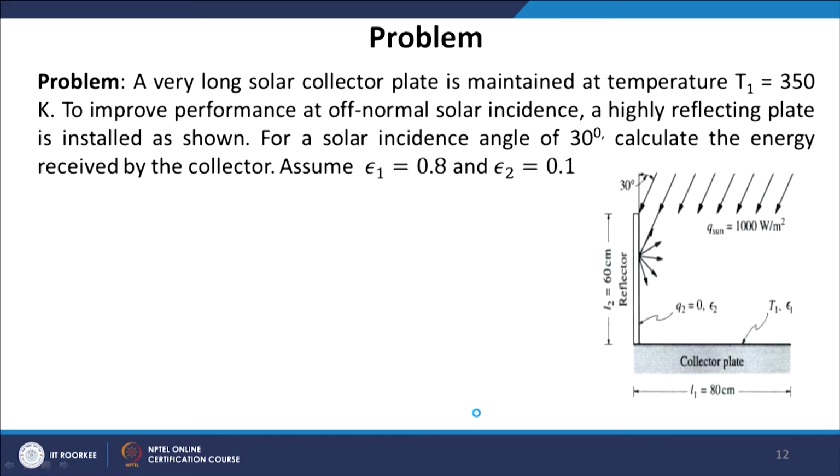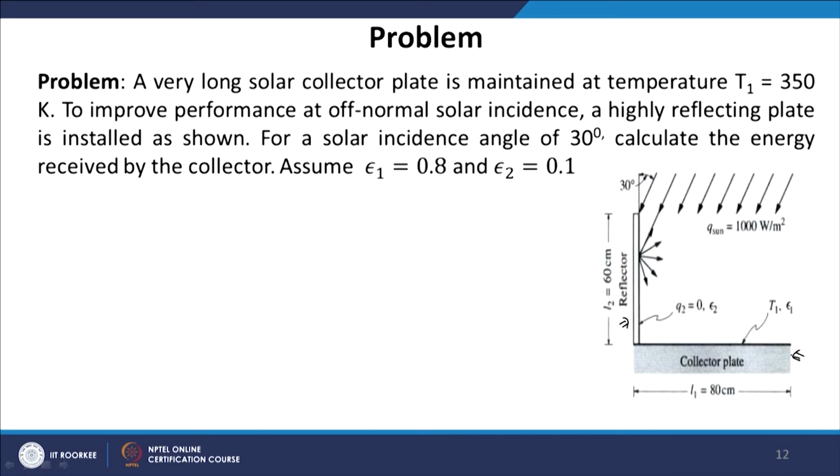Let us do another problem. Okay. In this problem, we have a collector, okay, a solar radiation collector plate. The temperature of this plate is 350 Kelvin. Okay. Now, we want to improve the efficiency or performance of this plate by putting a vertical highly reflecting plate adjacent to this plate. Okay. So, this is called reflector, okay, and this is collector plate.